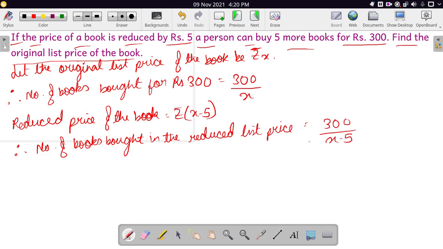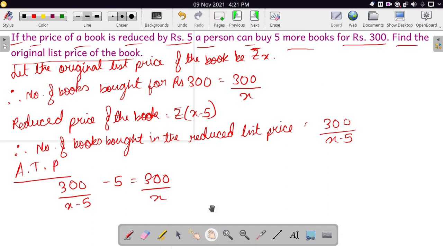Now you see that it is given that when the price of the book is reduced, a person can buy 5 more books for the same amount. So ATP, 300 by x minus 5, this is the number of books that he bought if the price is reduced, minus 5 is equal to 300 by x. If the shopkeeper charges exactly the same as the original list price, then he won't be able to buy that extra 5 books. So that is exactly how we construct the equation.